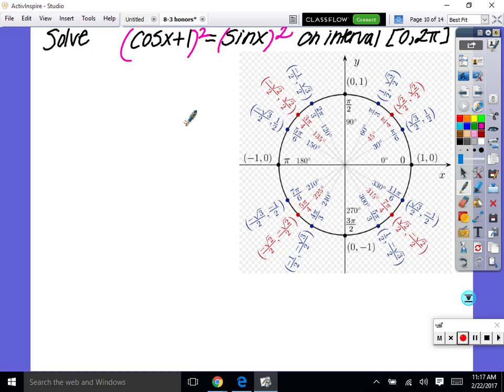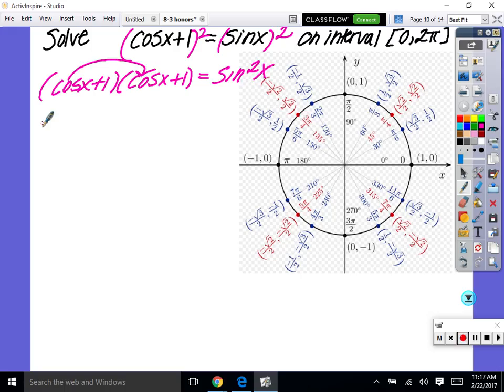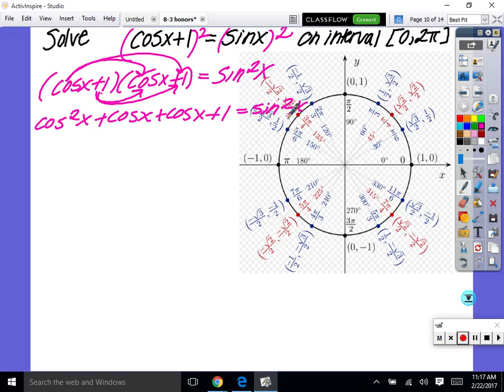Now we wouldn't break the forbidden rule because that would be a tragedy. We know this is cosine of x plus 1 times cosine of x plus 1 equals sine squared x. Let's distribute this out. Cosine squared x plus cosine of x plus cosine of x plus 1 equals sine squared x. Combine like terms. Cosine squared x plus 2 cosine of x plus 1 equals sine squared x.